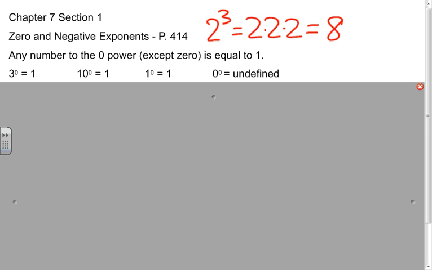3 to the 0 power is 1. 10 to the 0 power is 1. 1 to the 0 power is 1. The only one that's not is 0 to the 0 power, and we'll call that one undefined.